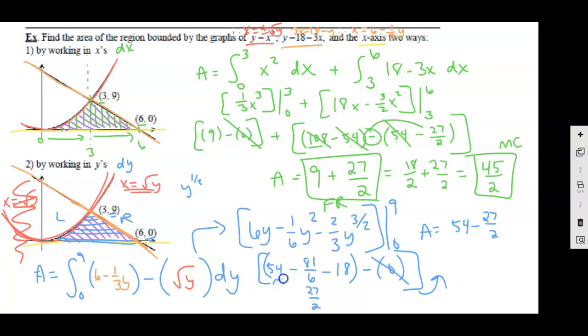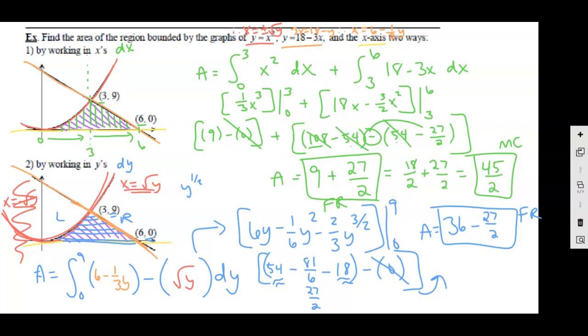Actually, let's combine the 54 and the 18. Might as well. 54 minus 18. That's smelling like a 36. So here we go. If we wanted to leave this as 36 minus 27 over 2, that would be a perfectly good free response answer. There wouldn't be anything wrong with it.